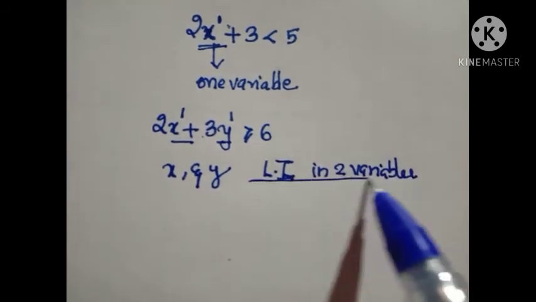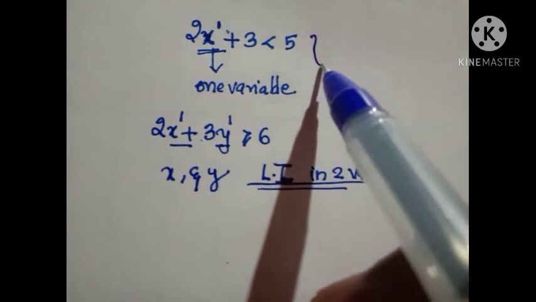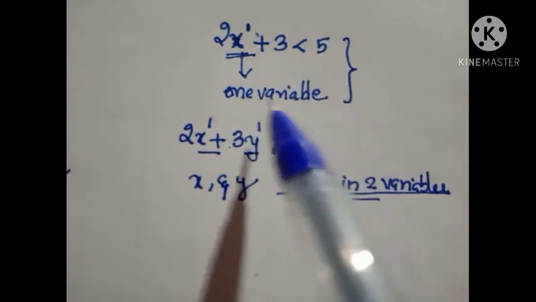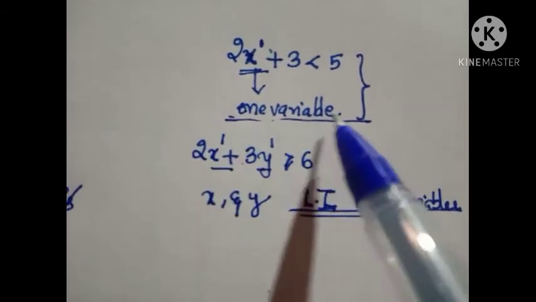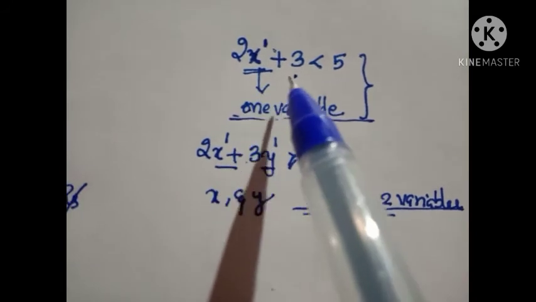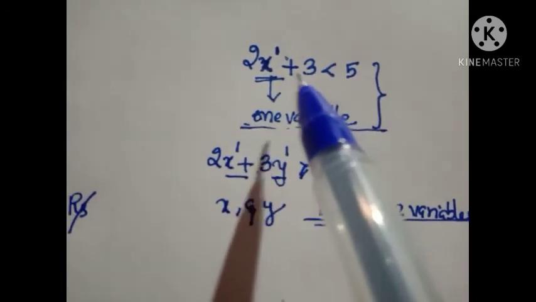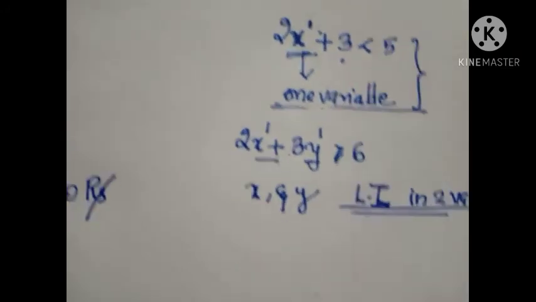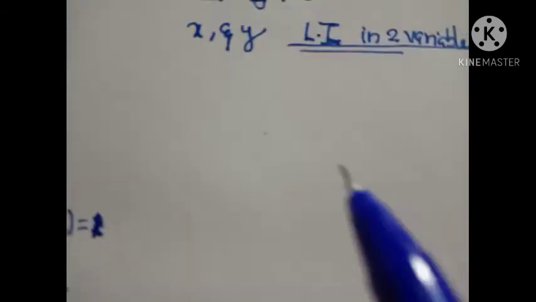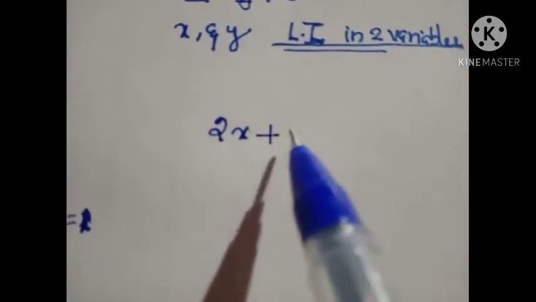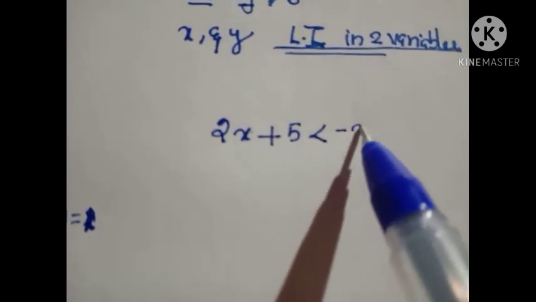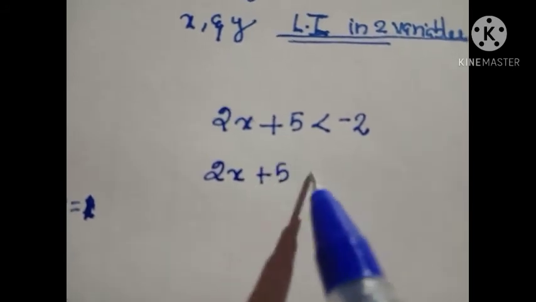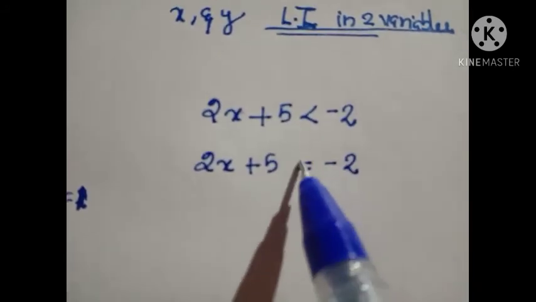So we are going to discuss these types of linear inequalities in one variable and how to solve these inequalities and how to represent these inequalities graphically on a number line. Okay, so these things we discuss in this section. Let us take an example. 2x plus 5 is strictly less than minus 2. Okay, we know how to solve 2x plus 5 is equal to minus 2. If it is an equal sign, we know.